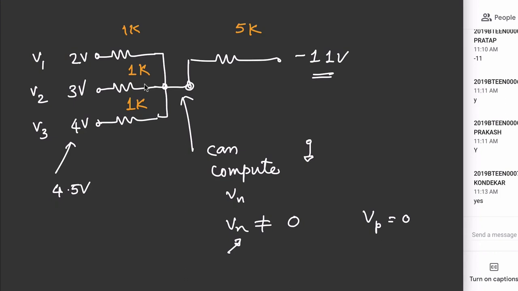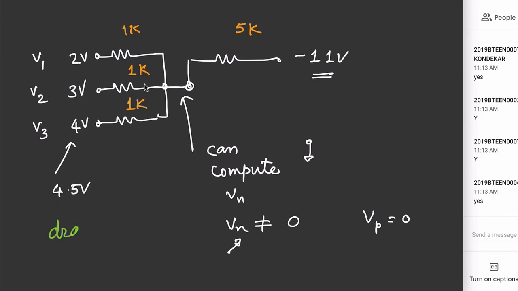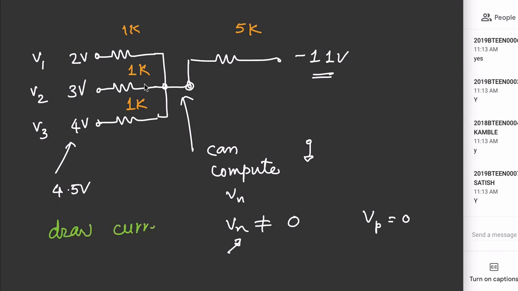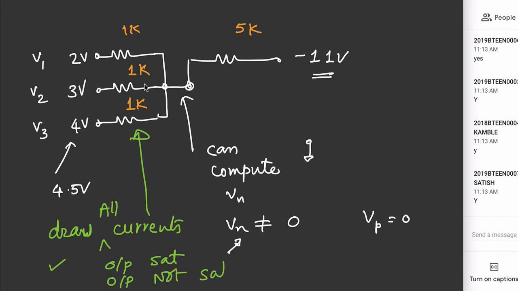Okay, next time we will draw currents. I think you can draw all currents when the output is saturated and when the output is not saturated. Both the cases you create and draw the currents. Okay, next time we'll ask some questions based on that and try to understand.